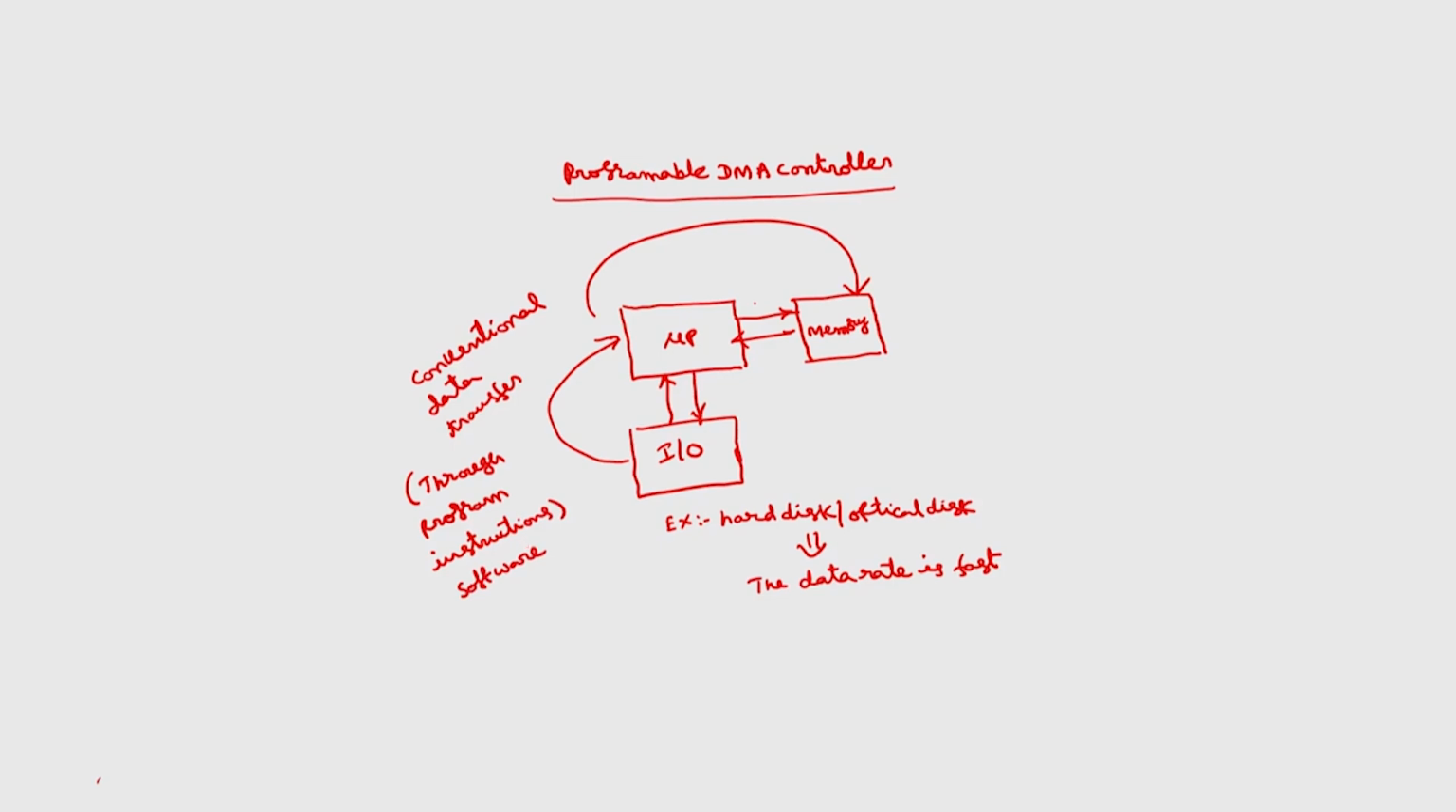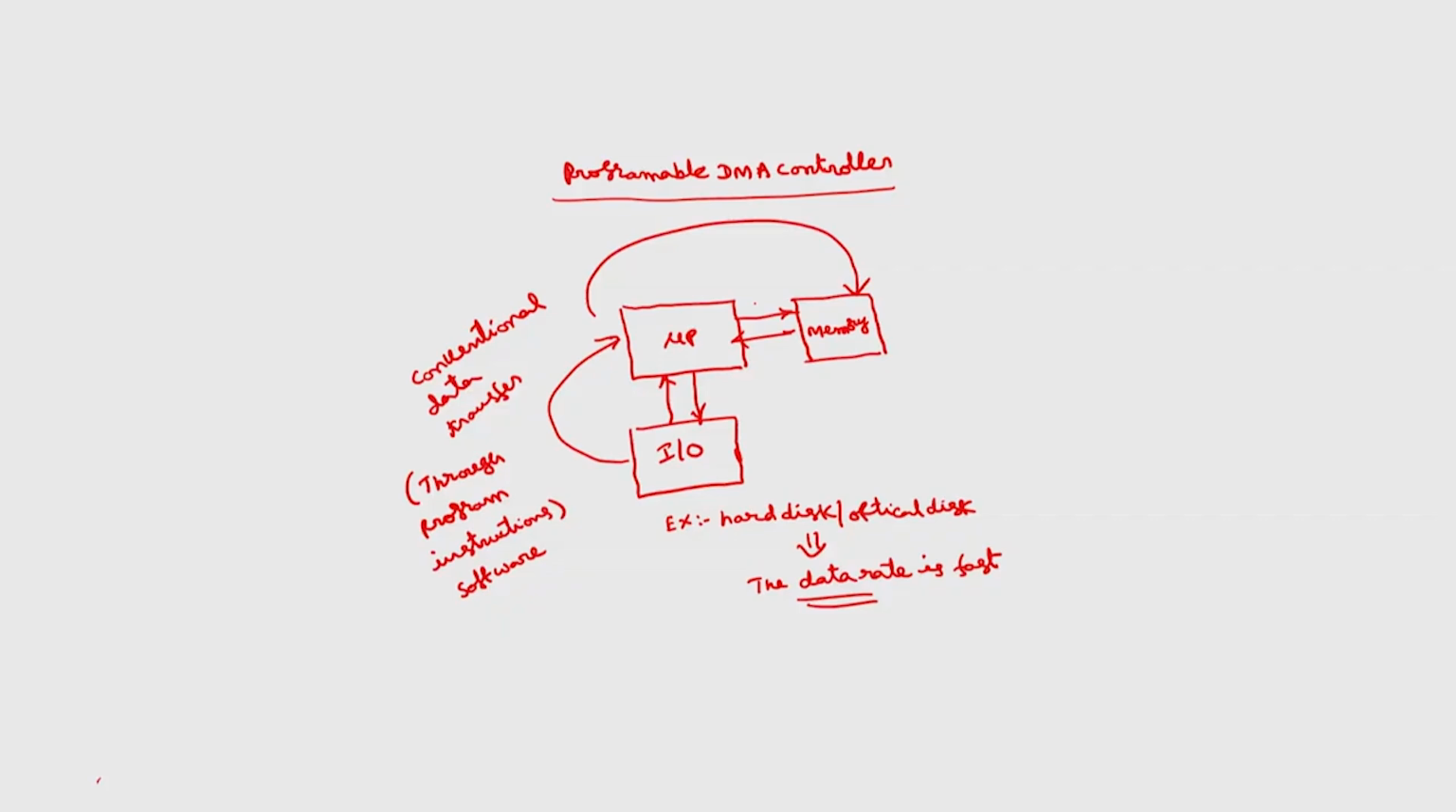The drawback of this type of program instruction or software data transfer is that fetching and executing the instructions takes some time. The time taken to fetch and execute the instructions is longer than the data period of the hard disk or optical disk. As a result, it becomes difficult to transfer the data from I/O to memory through the microprocessor using software instructions.